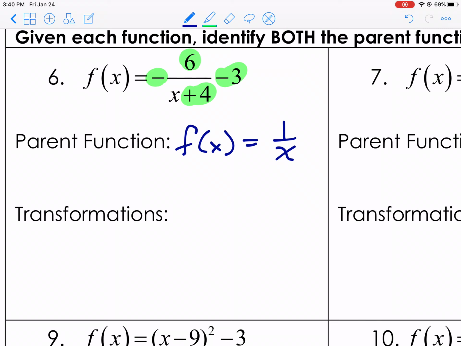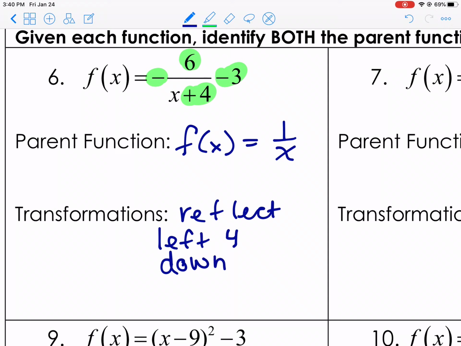The negative out front is telling us to reflect about the x-axis. The +4 on the bottom is inside the function, so that is saying to go left 4. The -3 out back is saying down 3. And the 6 up top is slightly tricky. If you take 6 times 1 over x, that equals 6 over x. So what we have there is the a value that's being multiplied by it. And since it's greater than 1, this is a stretch by 6.